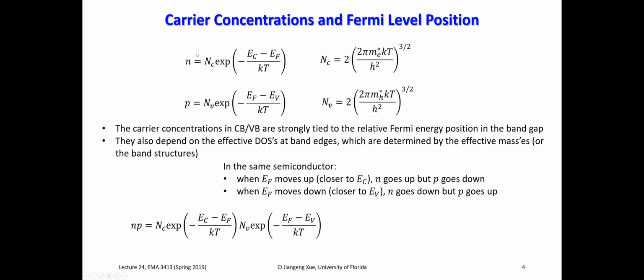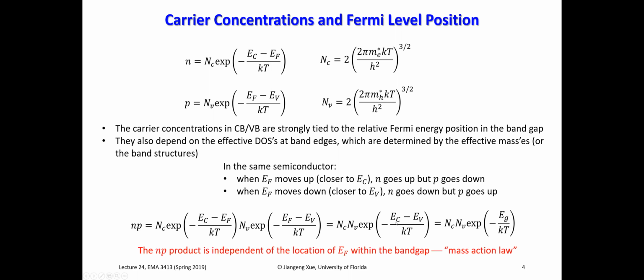But if you look at the product of the electron hole concentrations, it comes out to be a constant and it's independent of where the Fermi energy is. So that's called the mass action law. It depends on the temperature, obviously, but it doesn't depend on the Fermi energy location. So the amount of increase in the electron concentration and the amount of decrease in the hole concentration ratio-wise will be the same.